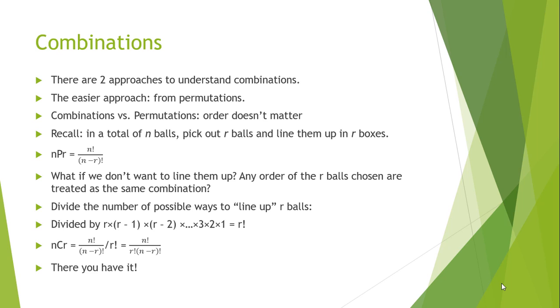So in this way, we have the possible outcomes of permutations divided by the possible number of permutations of r balls, which is r times r minus 1 all the way to 3, 2, and 1, which is r factorial. So in this case, we have nCr equals nPr divided by r factorial, which is really n factorial divided by r factorial times n minus r factorial. There you have it. That's combination.